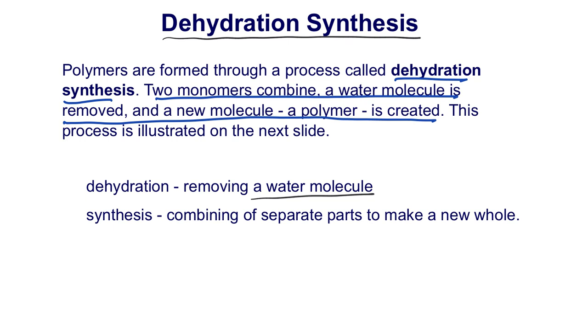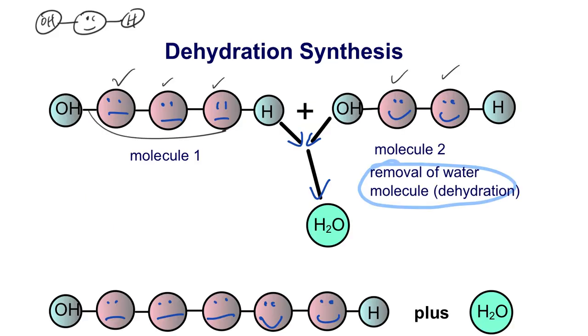Let's symbolize a monomer as a happy face with an OH group on one end and a hydrogen on the other end. Notice that OH and H makes HOH, or H2O.